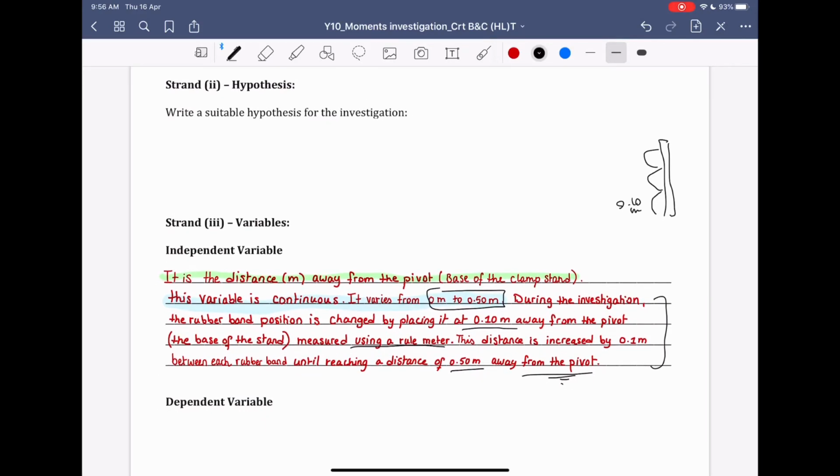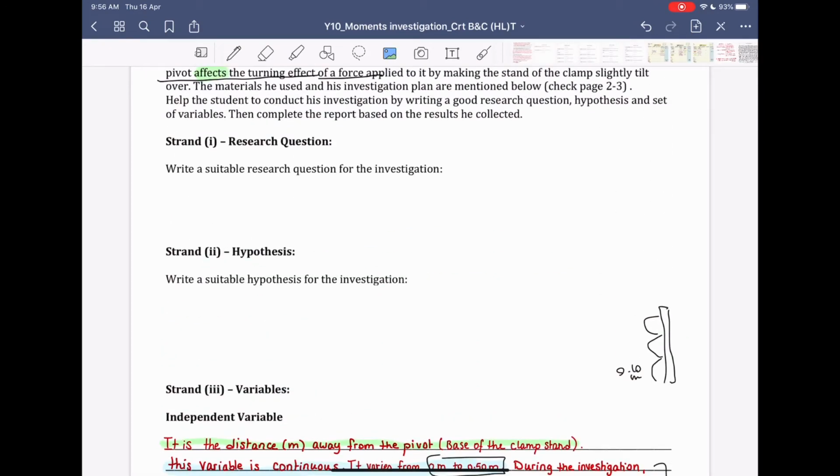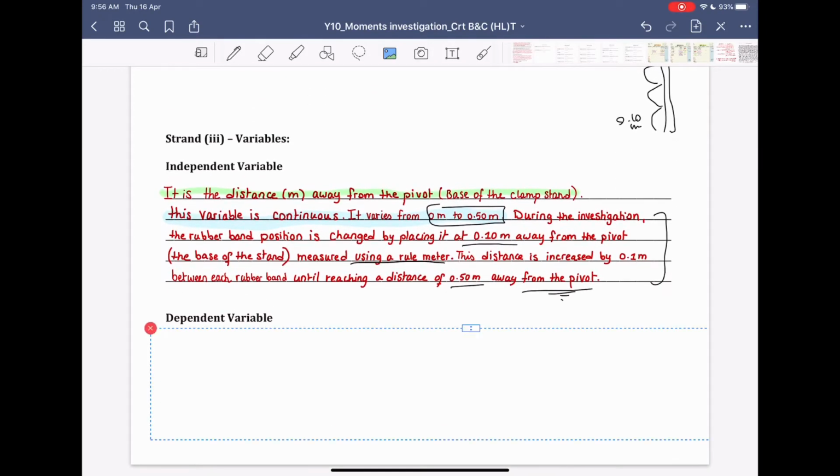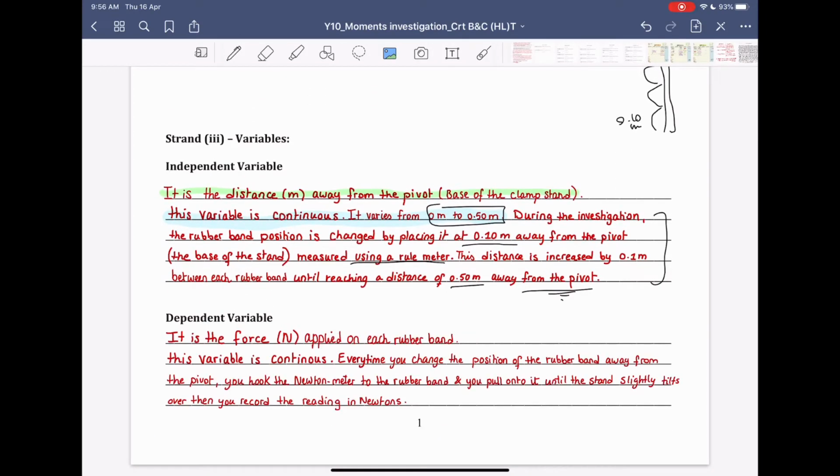Now what about the dependent variable? Since in the given we have "affects the turning effect of the force", this must be my other variable, which is the dependent, the thing that we're measuring. Again, if you want to be on a level 1 to 3 max, then you just say it's the force in Newtons applied on each rubber band. If you want to reach level 5, then you need to show that it's continuous and how we're changing it.